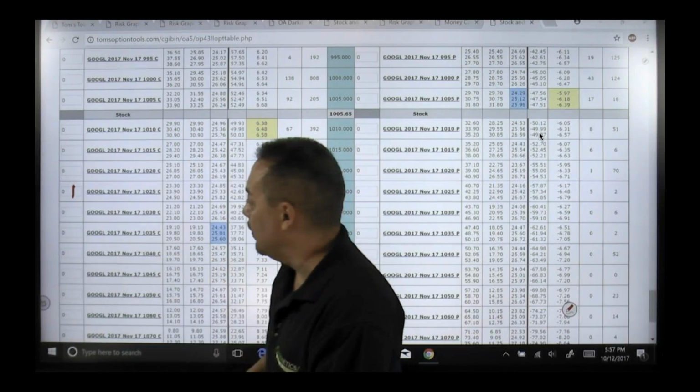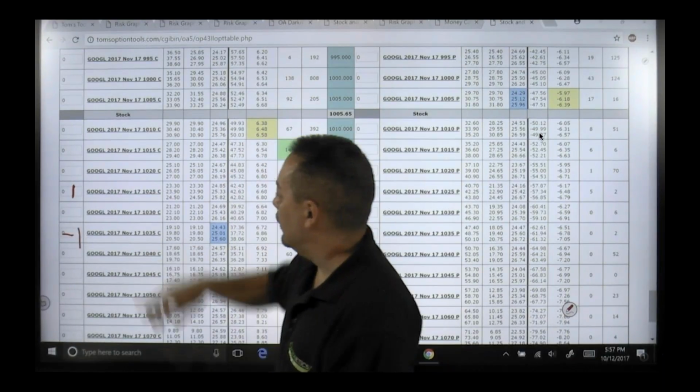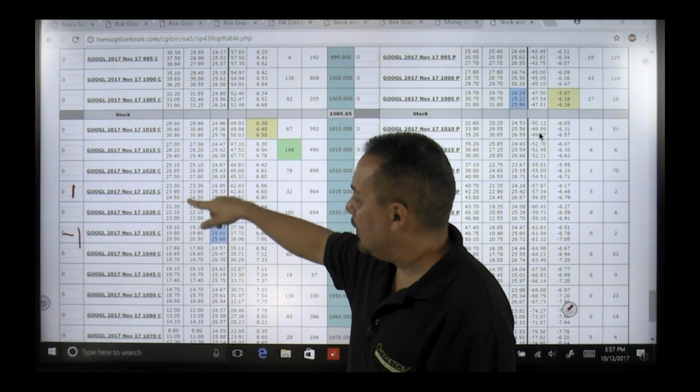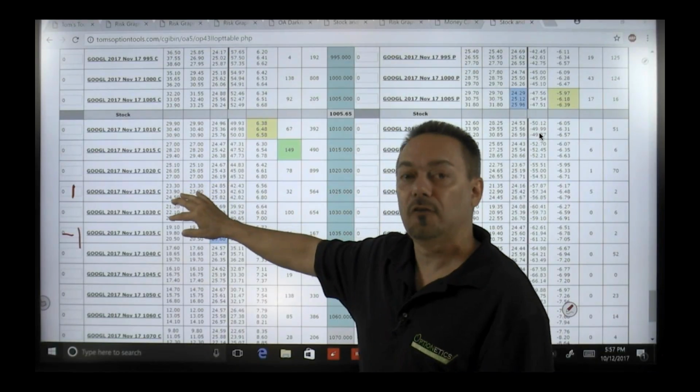of this? Let's move ourselves inside the target. How about the 1025, 1035? You're looking at a price difference of about 4 points. This might be the sweet spot right here.